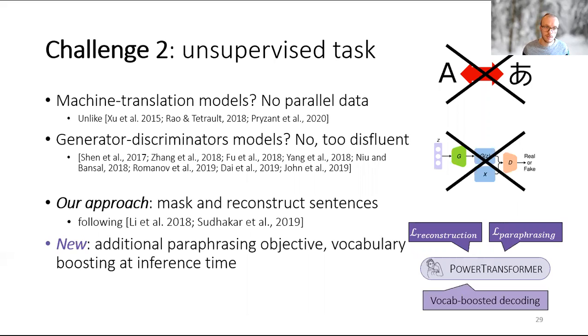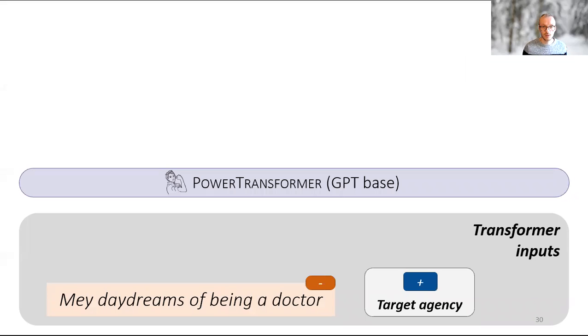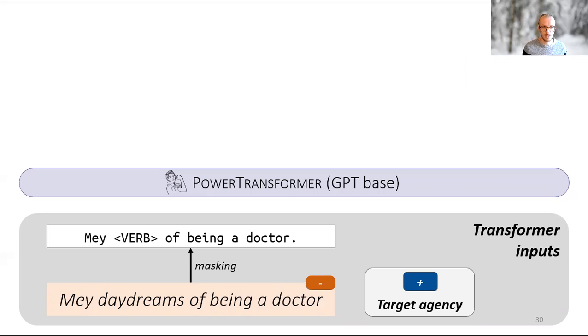And because that wasn't enough, we're also going to add a paraphrasing objective at training time and a vocabulary boosting mechanism at inference time. Specifically, how our model works is that we start with an input sentence and a desired agency level, and we mask the agency markers from the input sentence and convert the agency level to a special token.